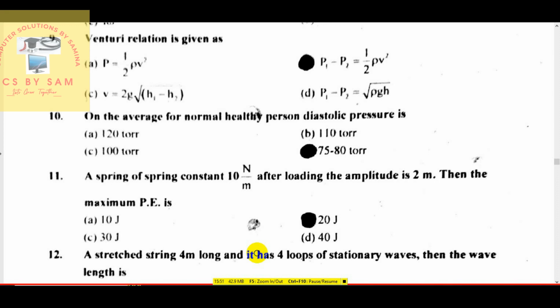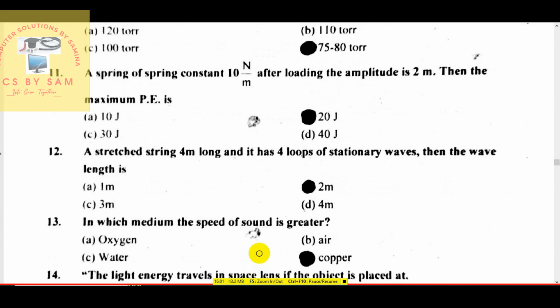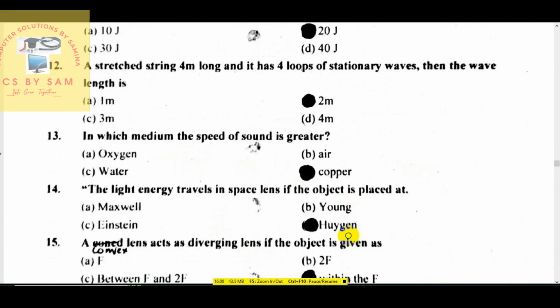Spring constant is 10 Newton per meter. After loading, the amplitude is 2 meter. Then the maximum potential energy is 20 joules. A stretched string is 4 meter long and it has 4 loops of stationary waves. Then the wavelength is 2 meter.